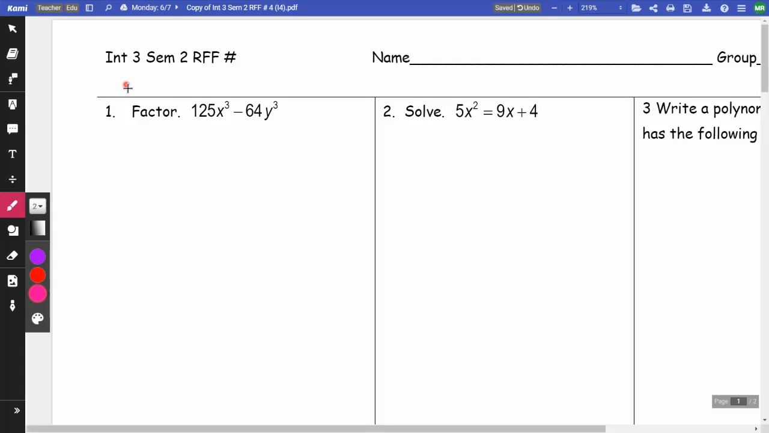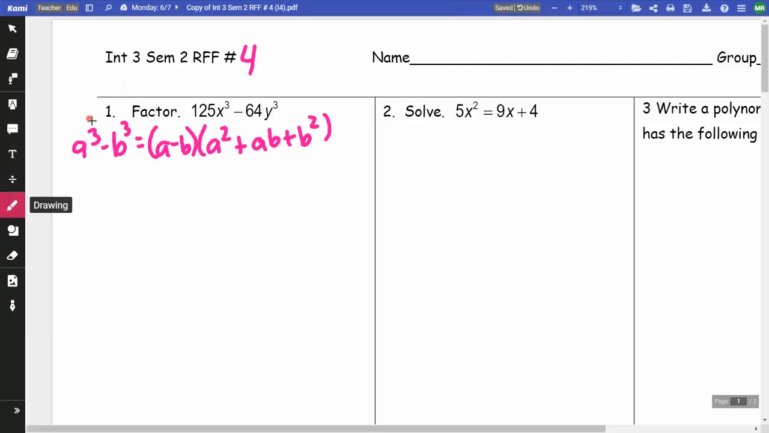So this video is Integrated 3, Semester 2, RFF number 4. And on this first problem here, we are doing a difference of two cubes, and the formula is a cubed minus b cubed is equal to a minus b times the quantity a squared plus, that's always opposite of that sign in the first parenthesis, ab plus b squared.